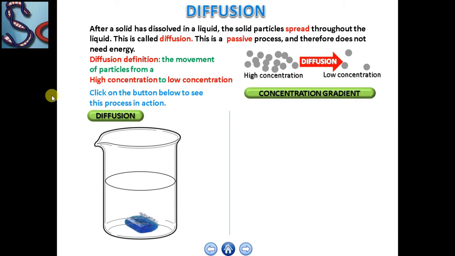Here we see that the blue crystal particles diffuse through the water from a region of high crystal concentration to a low concentration. Energy is not needed for the process, therefore we say that diffusion is a passive process.